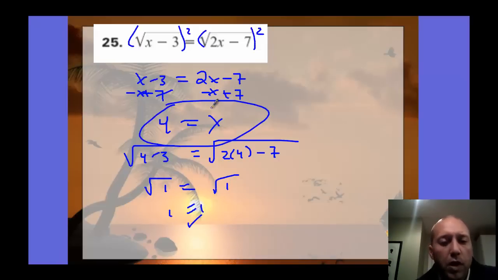So there's the solution. And so you can have square roots on both sides. If you square both sides, you'll get rid of the square root.